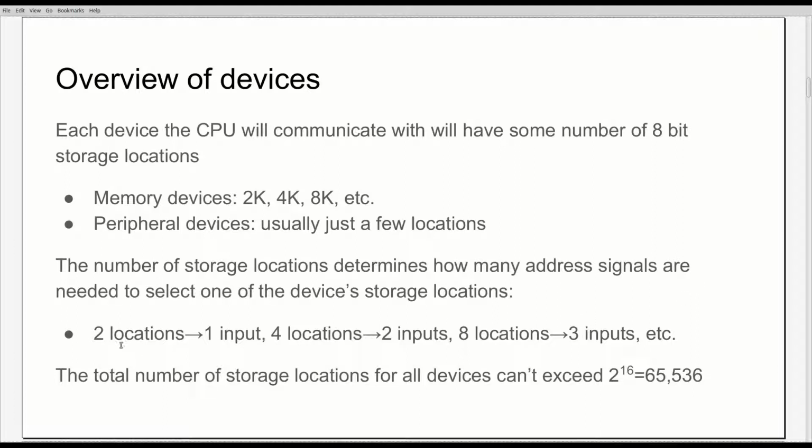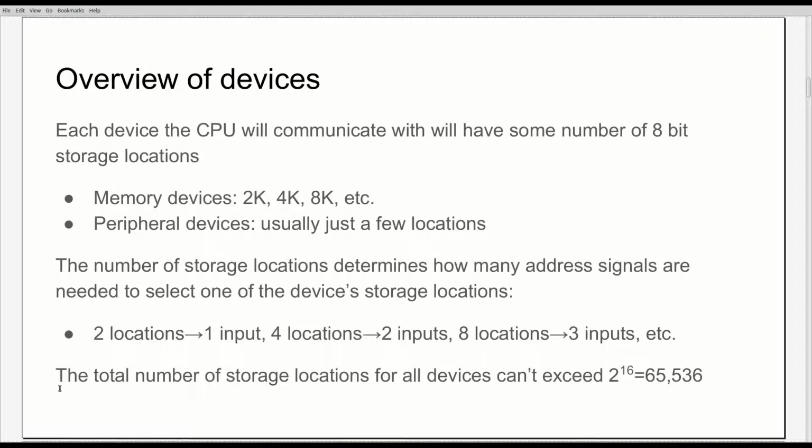So for example, if a device has just 2 storage locations, maybe it's an I/O device that just has 2 registers, you only need a single address input to select between them, because one bit of binary information has 2 possible values, so we can select the 2 possible locations. Similarly, if there are 4 storage locations, you need 2 address inputs because 2 bits of information is 4 possibilities. 8 storage locations would mean 3 inputs and so forth.